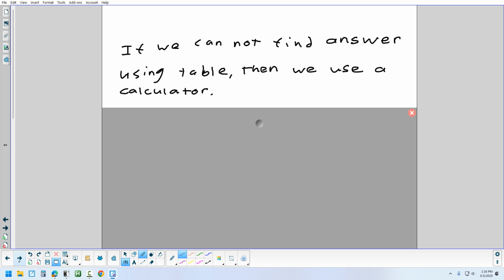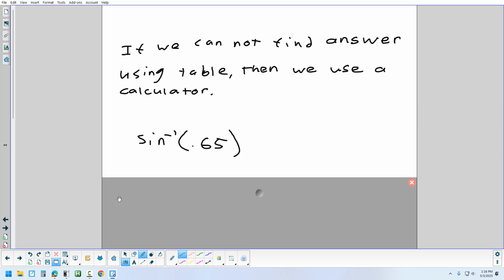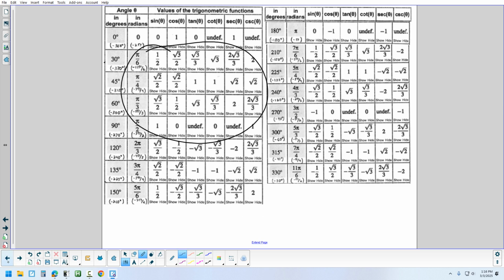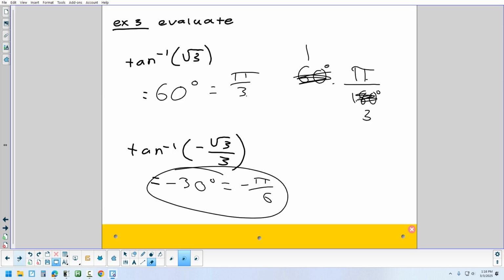Okay, so if the answer is not in the table, we're going to use a calculator. So inverse sine of 0.65. Look at our table. If you go down the sine column, do you ever see 0.65? No. 0.65 doesn't come up anywhere in the sine column. So we're going to type it in.